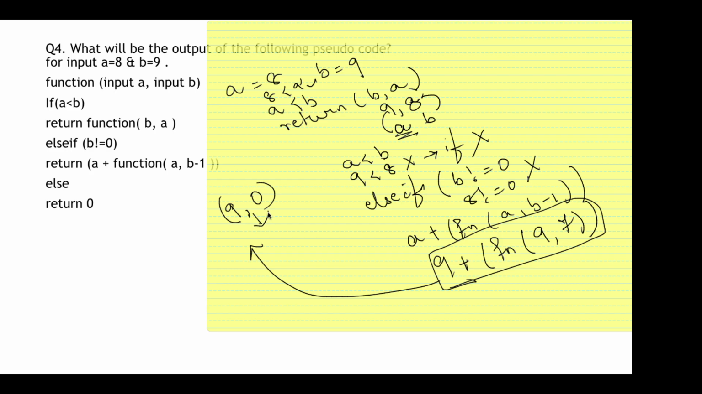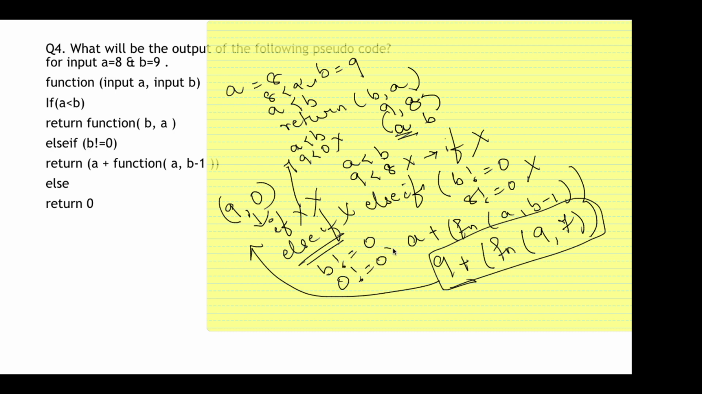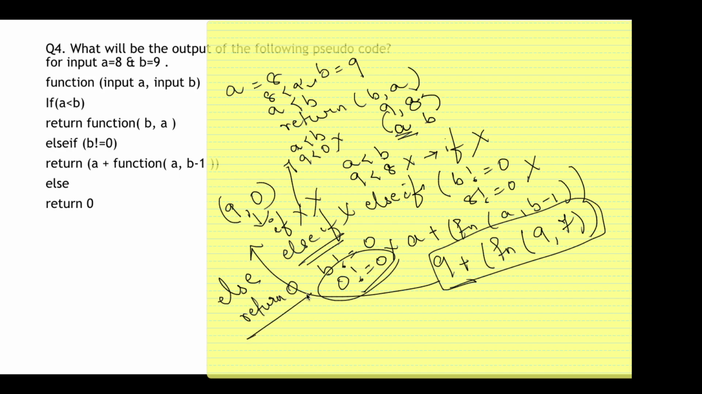At this point the if will be false and the else if will also be false. Why will the if be false? Because it says A less than B. So is 9 less than 0? No. So if is not executed. Now in else if it says B not equal to 0. 0 not equal to 0? This is not true. 0 is equal to 0. So else if is also not executed. So what is executed? Else is executed. So in else what does it do? It returns 0. Now when something has already returned 0, the loop terminates.